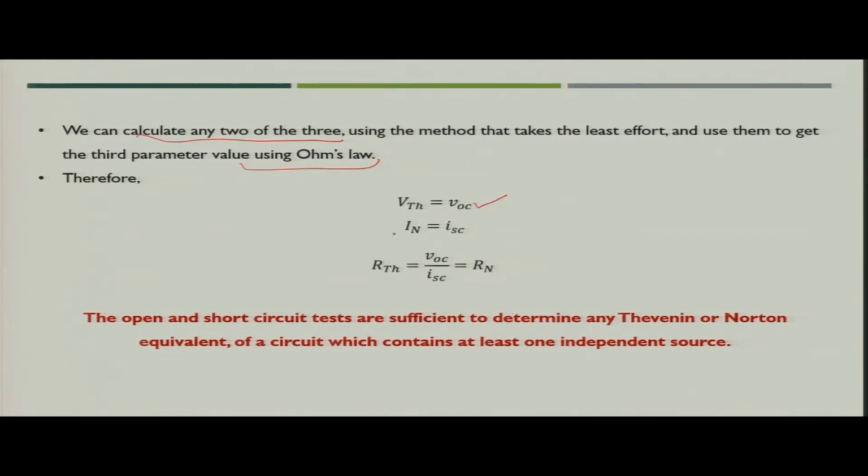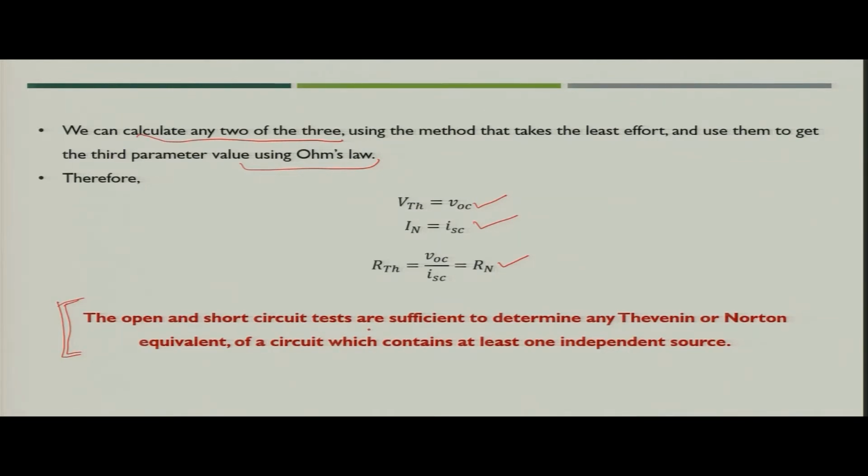We get VTh is nothing but open circuit voltage across the terminal AB. Norton's current is nothing but short circuit current flowing between A and B when both are short circuited, and then RTh, that is Thevenin resistance, is nothing but open circuit voltage divided by short circuit current, and this would be equal to Norton's resistance.